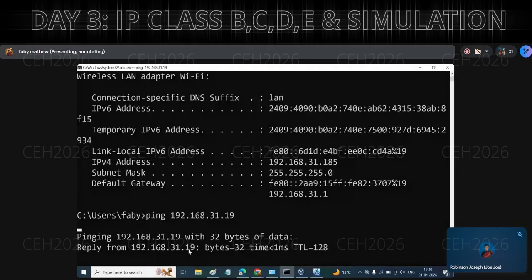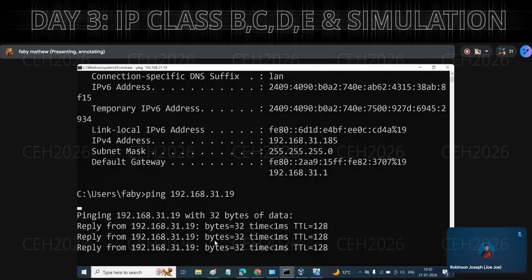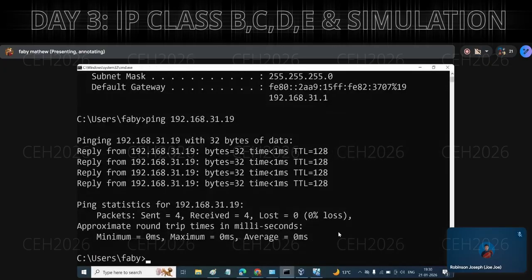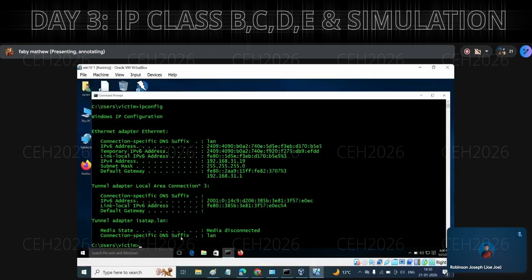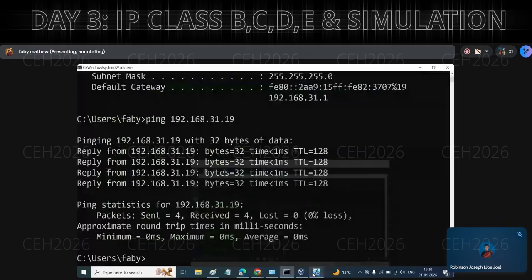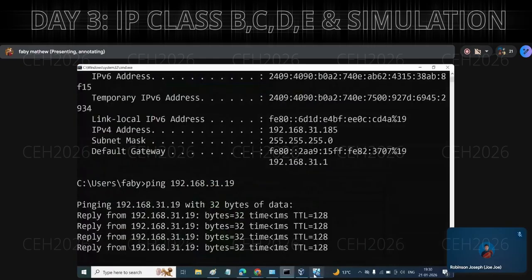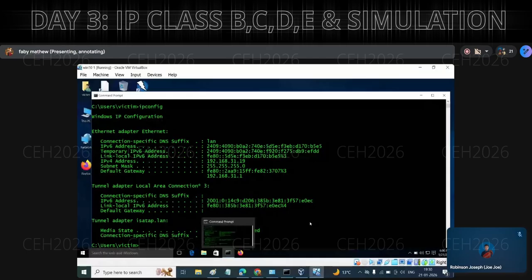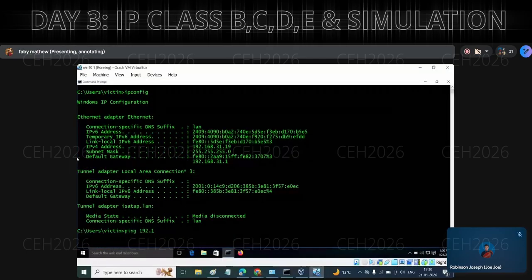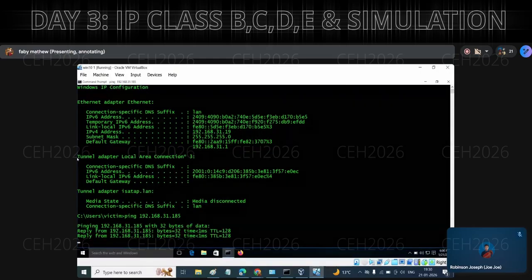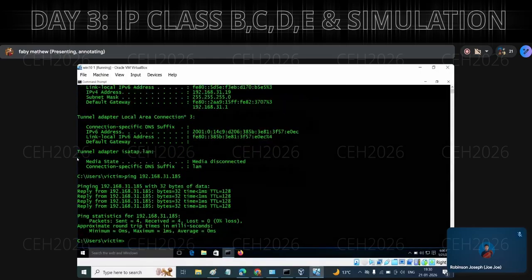192.168.31.19. Reply. So my base operating system is able to communicate with the virtual machine. And what is my base operating system IP address? 185. 185 ping 192.168.31.180. Both the machines are communicating. Both the machines have different IP addresses. That means these are two different machines running on my single hardware.